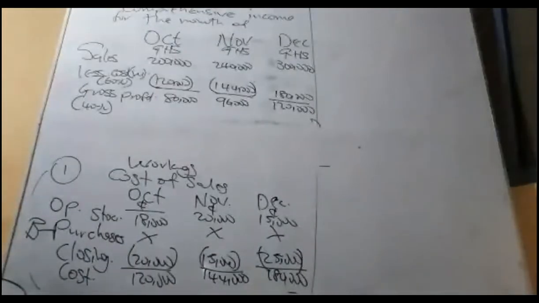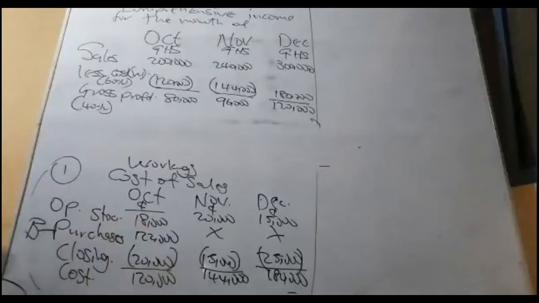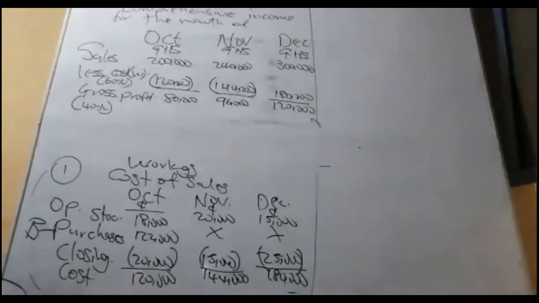So just subtract 20,000 from this. So that will give us 2,000 minus, right? Add it to this, so we get 122,000. So 122,000 plus 18 gives us 140,000. Less 20 will still give us 120. Agreed. It's a balancing figure.